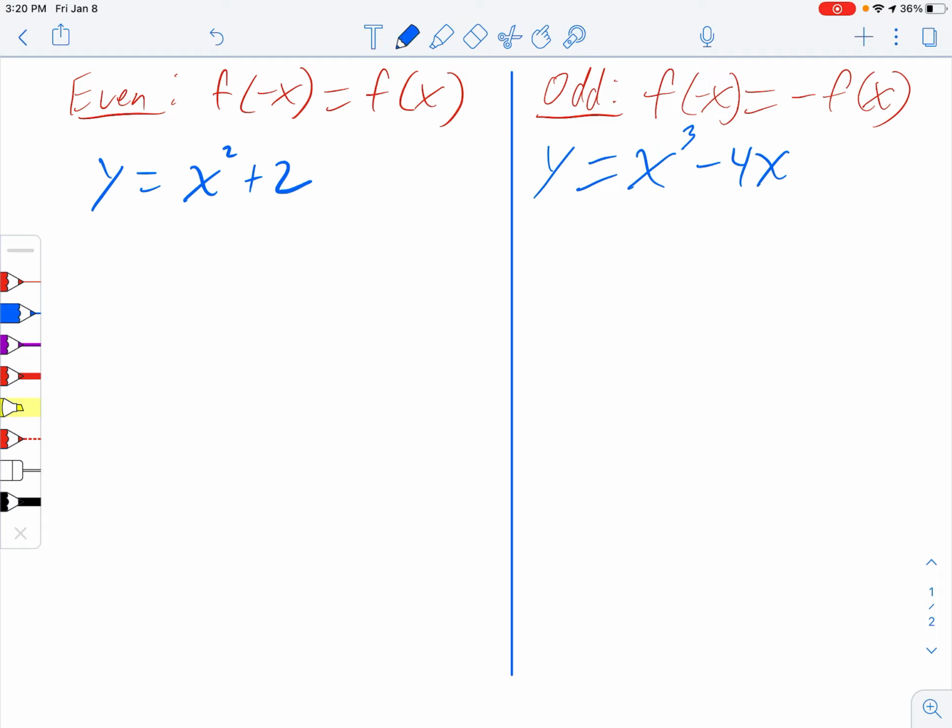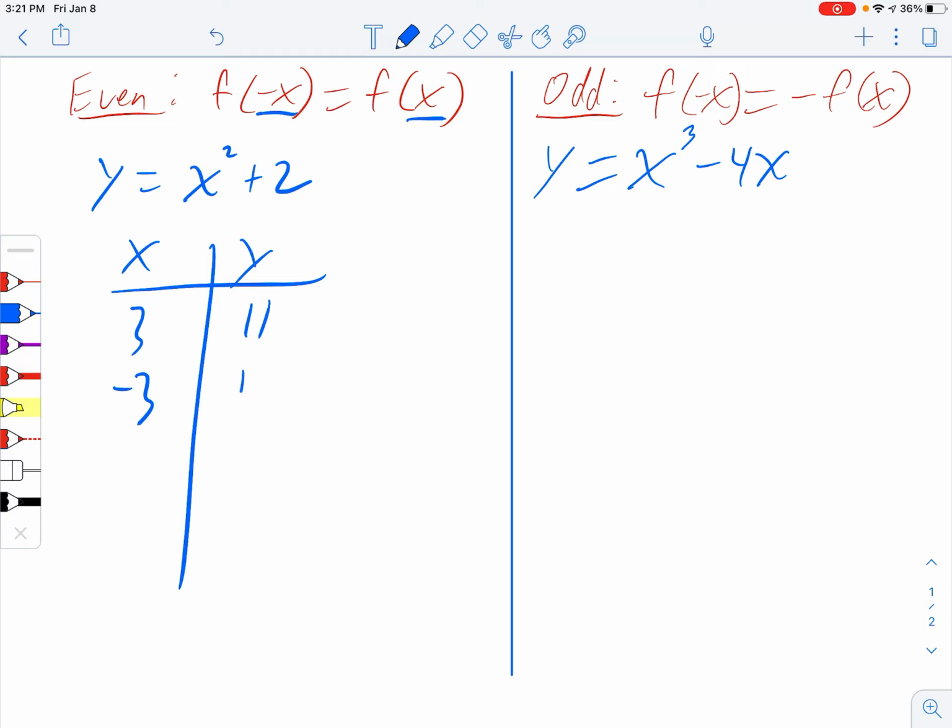So for example, I'm just going to start making a little table here. Pick your favorite x. Let's say x is 3. If I plug 3 into that, 3 squared is 9. 9 plus 2 is 11. So that's if x is 3. Now let's do f of negative x, so the opposite of 3. If I put in negative 3, do I get the same answer? Well, let's plug that in. Negative 3 squared is positive 9. 9 plus 2 is 11, and it works. I get the same answer with x and negative x.